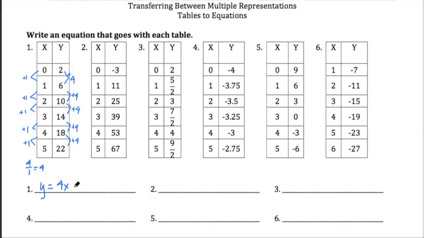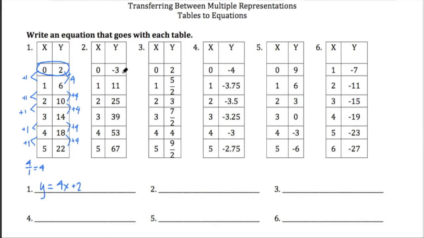But how do we determine the b value, the y-intercept? Well, we know from our graph that that's where it crosses the y-axis, and that's where the x value is 0. So if we look at a table and we see 0 for x, we can find the y value, and that's going to be our b value. So that's the equation for the first table.